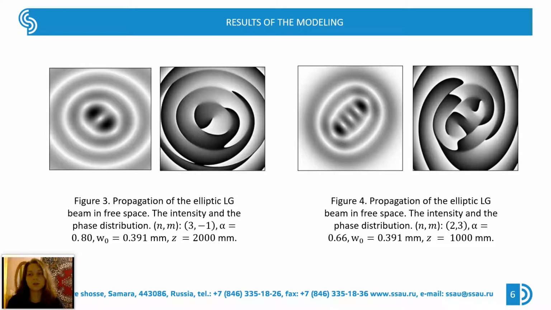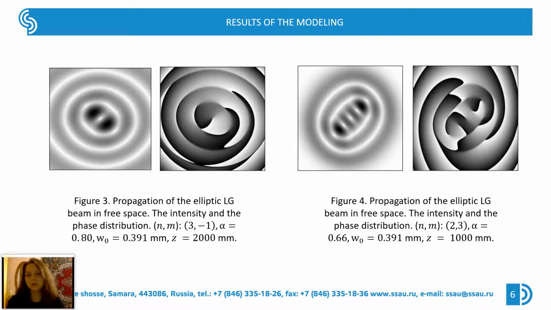At m more than 0, the angle is plus 45 degrees. At m less than 0, it is minus 45 degrees. Near the actual point in the beam cross-section, m intensity zeros occur.